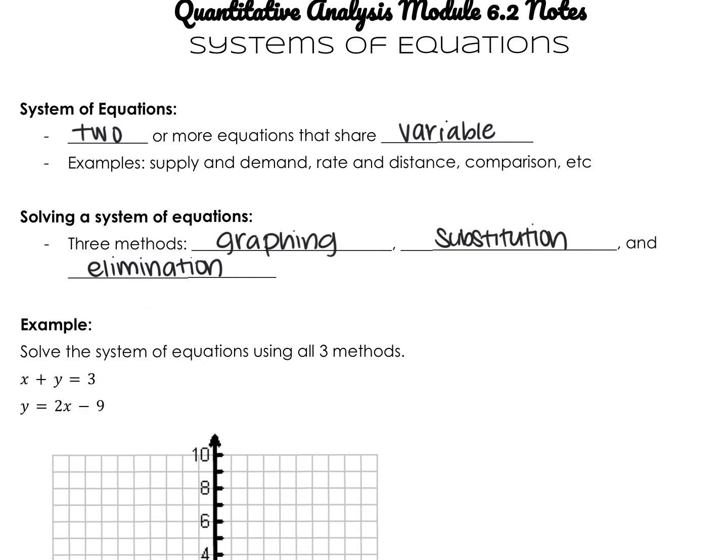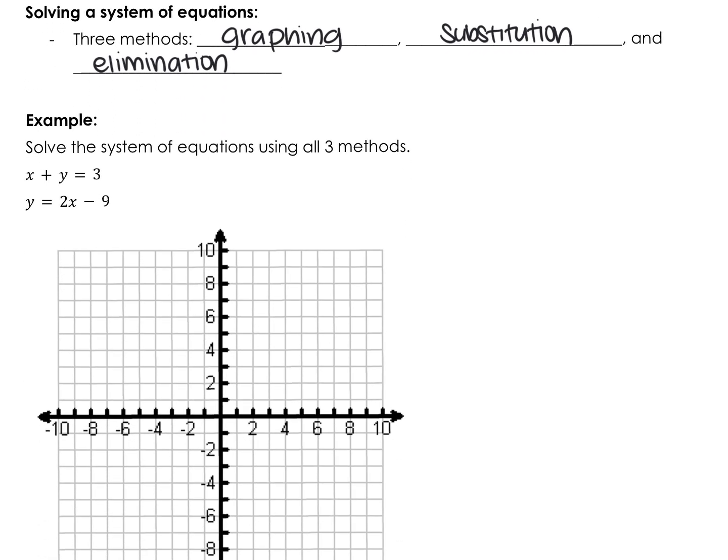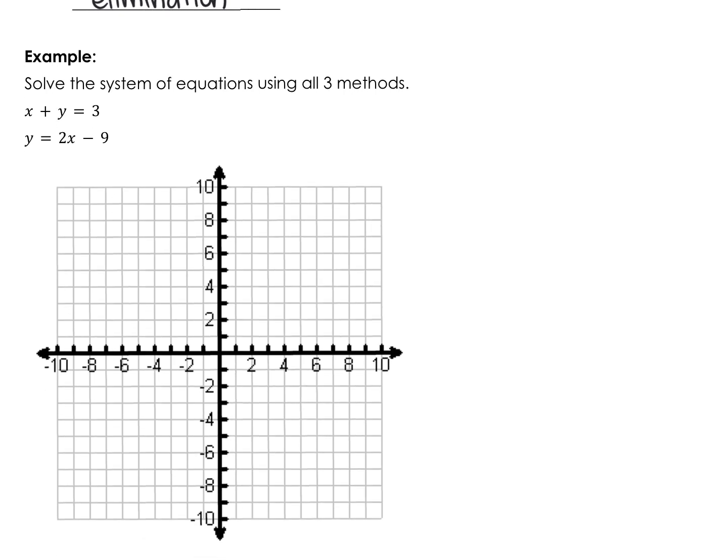So we have the system of equations x plus y equals 3 and y equals 2x minus 9. So when we're solving a system of equations, we're looking for the point where they intersect. So the value of x and y that makes the system true. So in order to solve by graphing, which is the first method we'll discuss, I have included a graph.